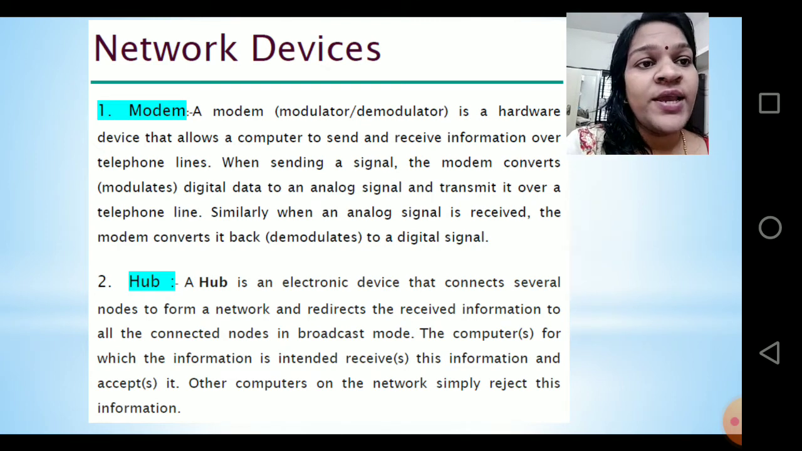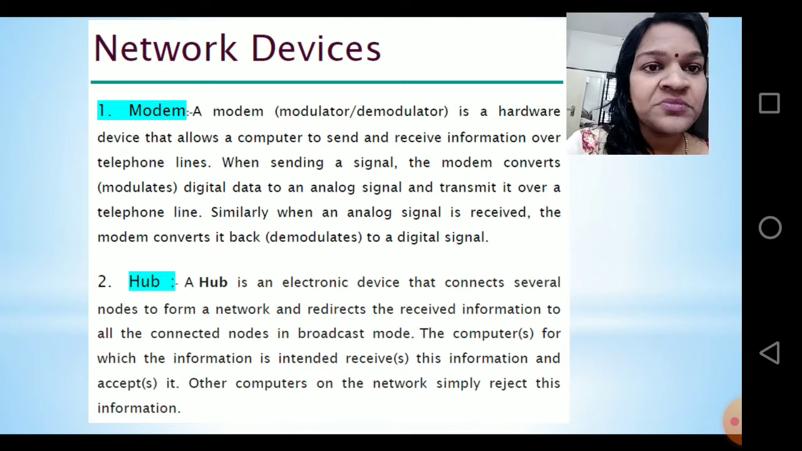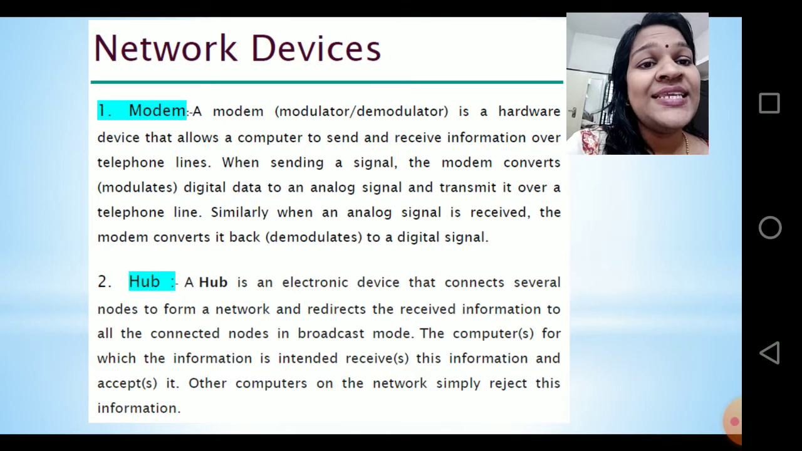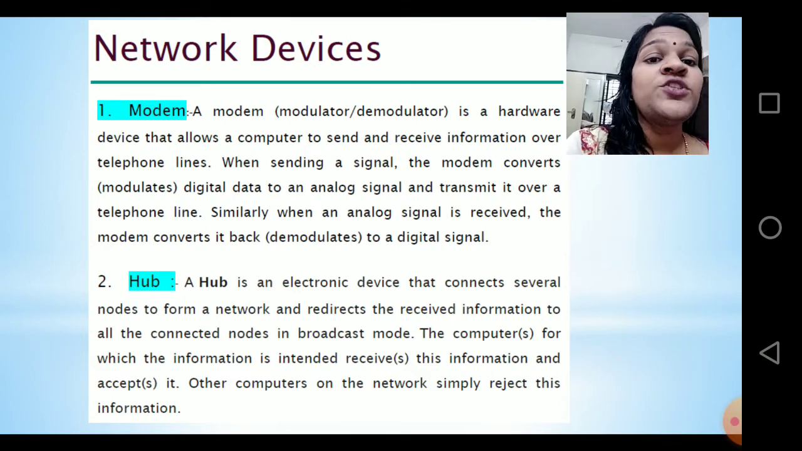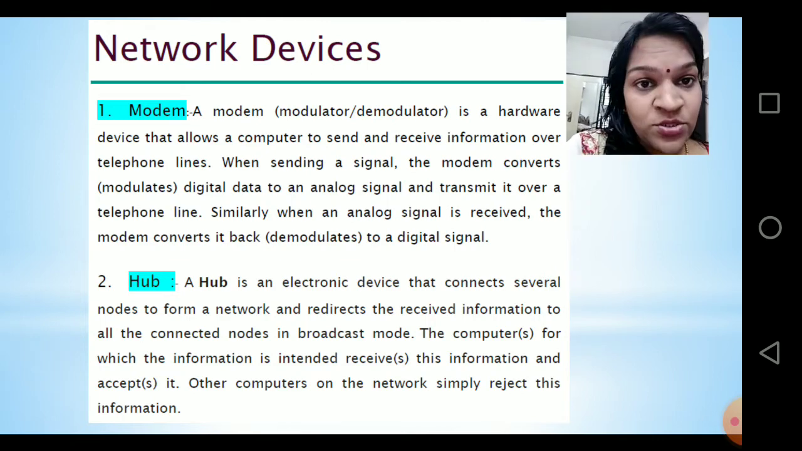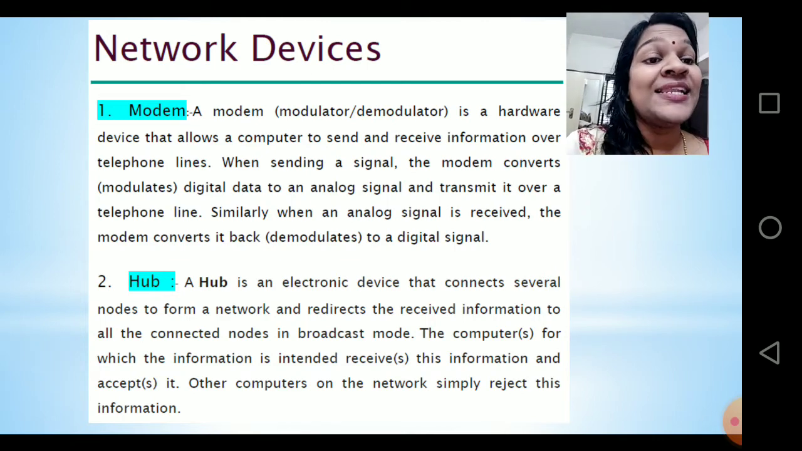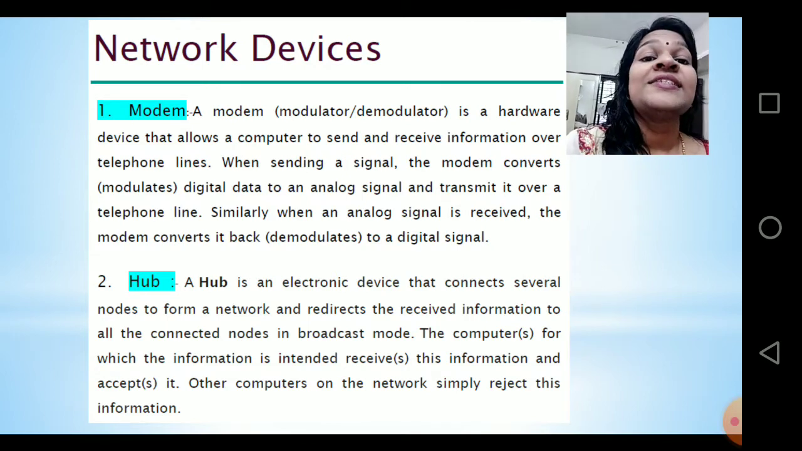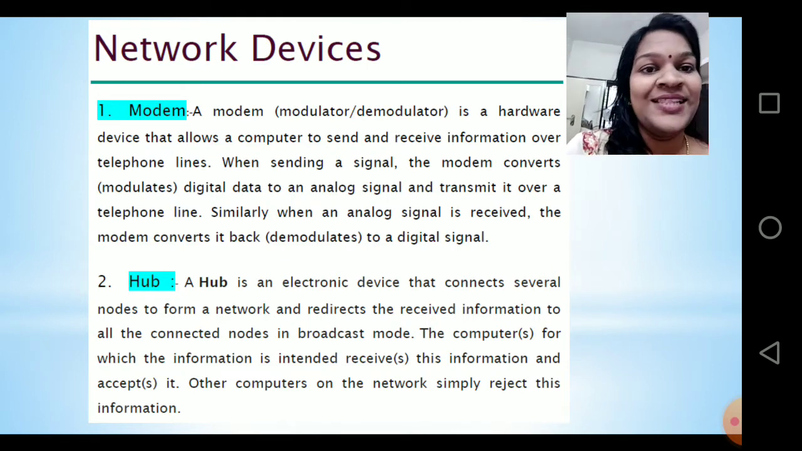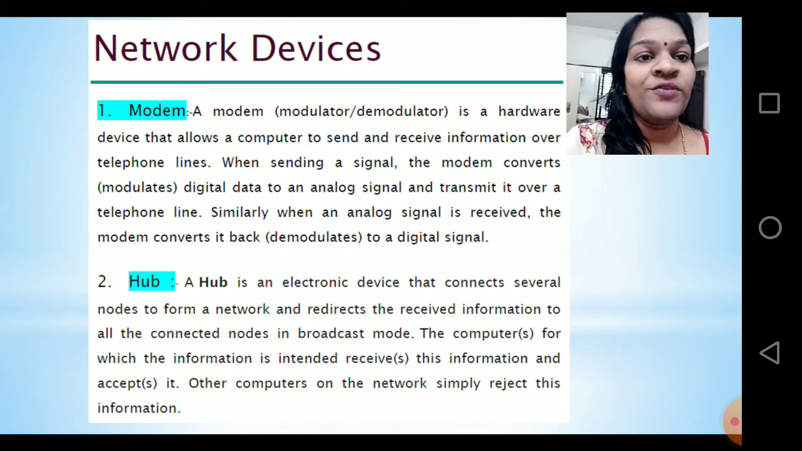So a modem is the device for that, and it's a hardware device which allows a computer to send and receive information through telephone lines. Why telephone lines? Because the communication is being done using telephone lines. When sending a signal, the modem converts the digital data to an analog signal and transmits it over a telephone line. Why? Because only analog signals pass through telephone lines. Similarly, when an analog signal is received through the telephone line, it is converted back to digital in the demodulation process. So we need a modem for that.